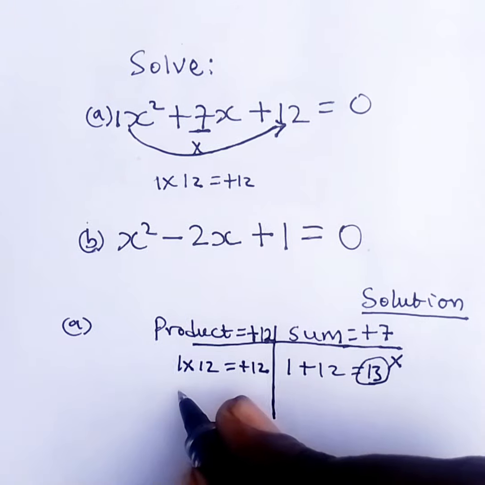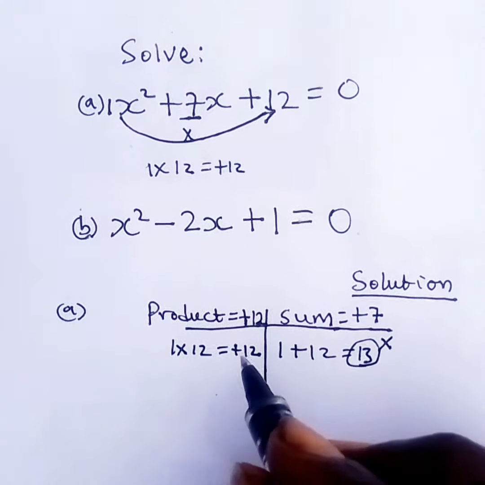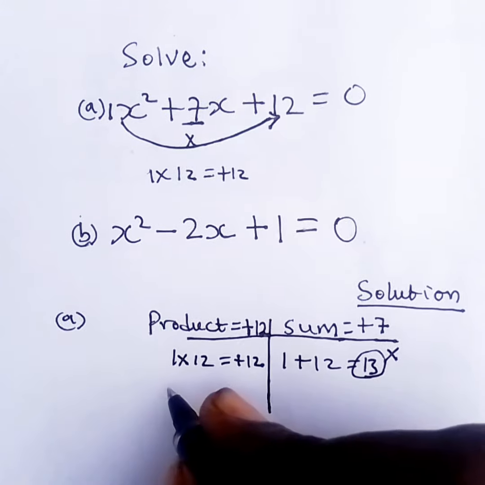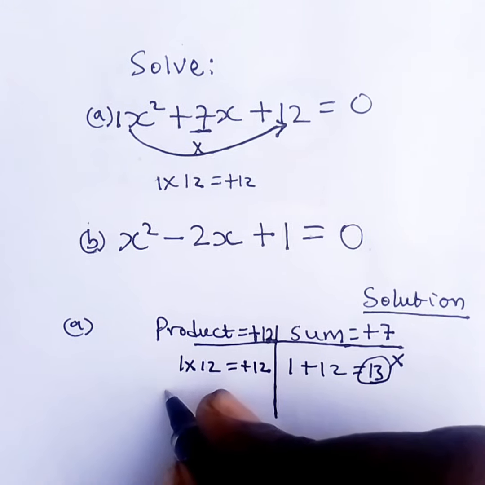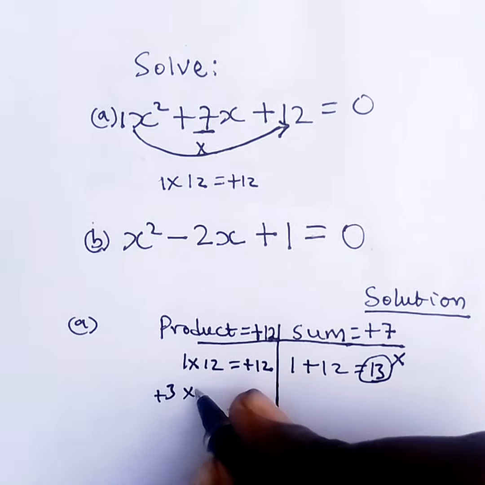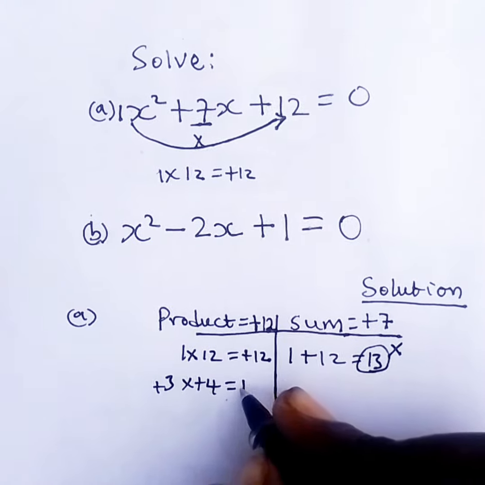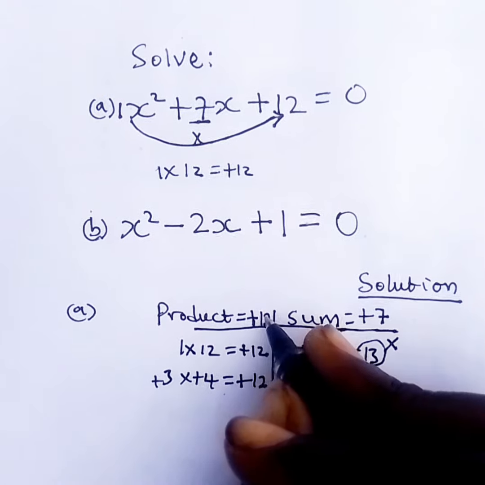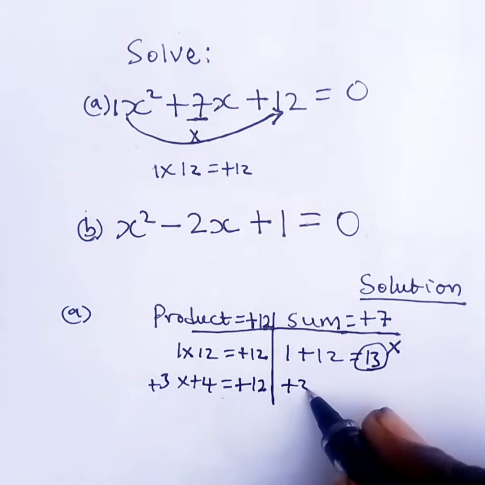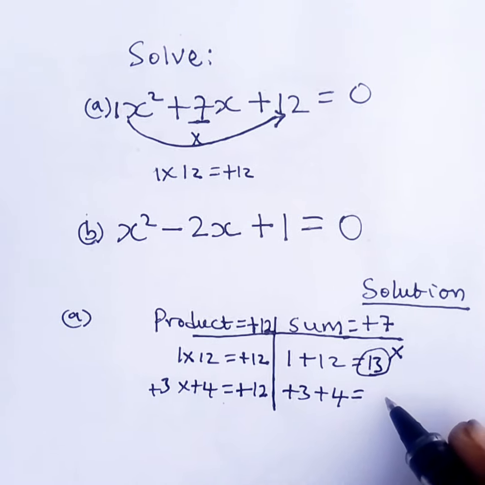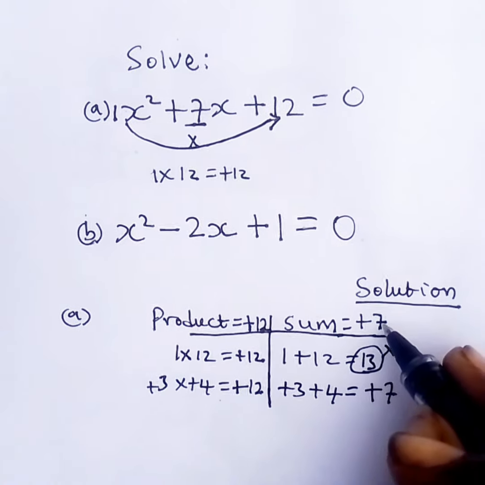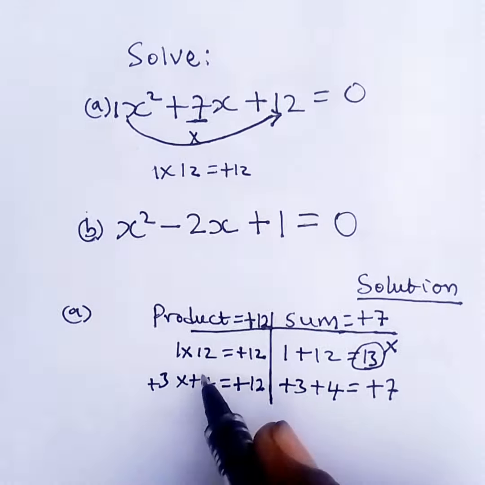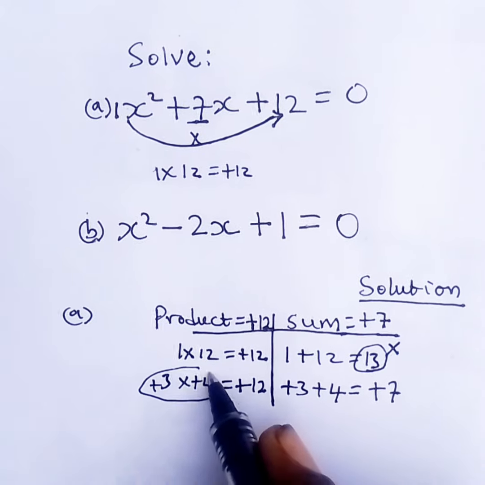So let us look for another two numbers that are going to multiply themselves to give us plus 12. So let's use 3 and 4. Plus 3 times plus 4 is going to give us plus 12, which is correct with this, and plus 3 plus 4 is going to give us plus 7, which is also correct with this. So the factors we are going to be using are 3 and 4.